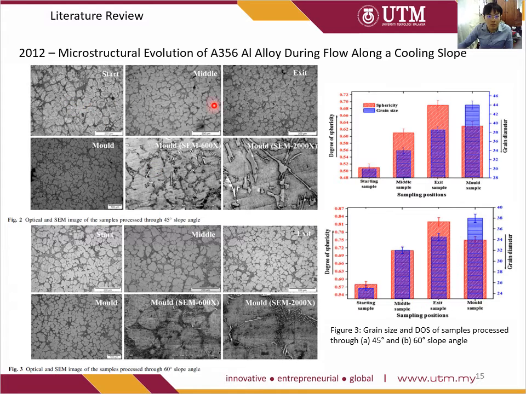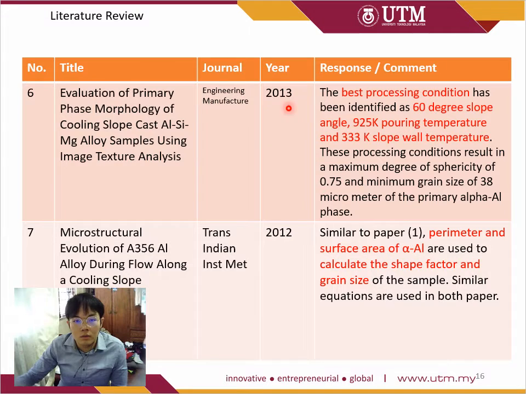From the optical micrographs, we can see the formation of globular structure throughout the cooling slope. And the SEM micrographs can be used to observe surface fracture and flaws. From the 2013 paper, the best processing condition has been identified as 60-degree slope angle, 925 Kelvin pouring temperature, and 333 slope wall temperature. And similar to the first paper, the equations used to calculate the shape factor and grain size are the same.